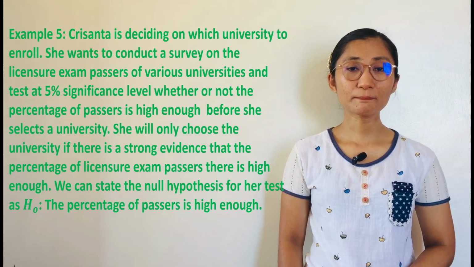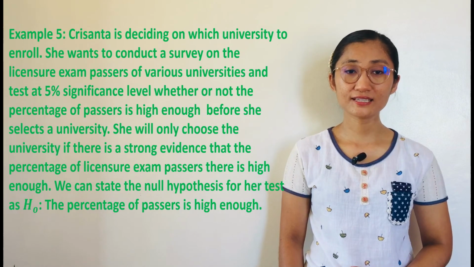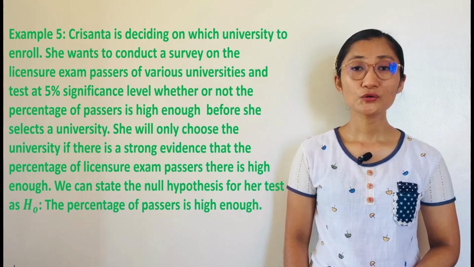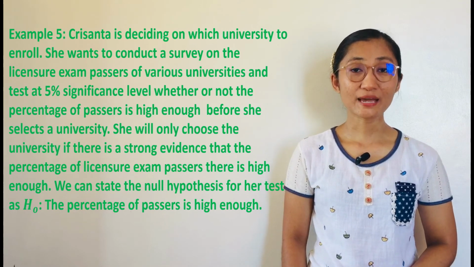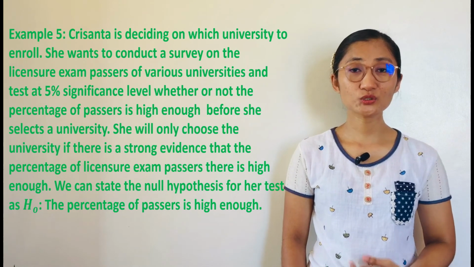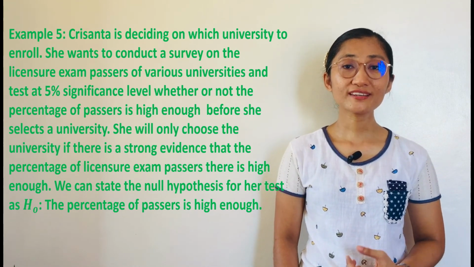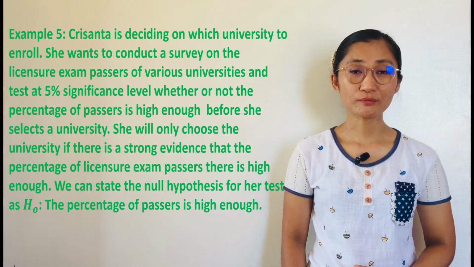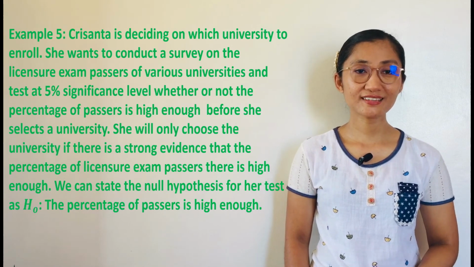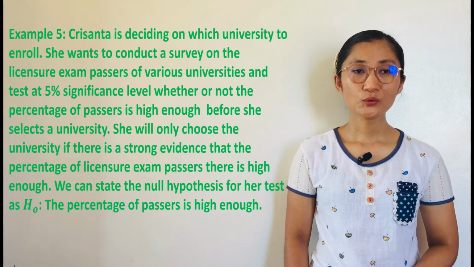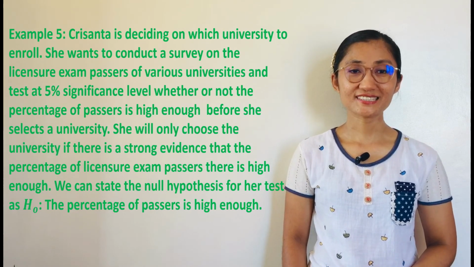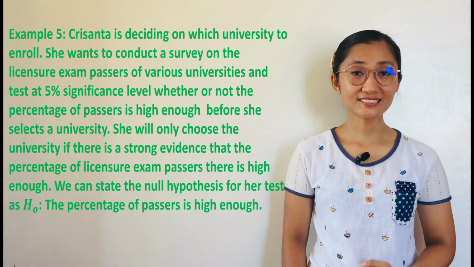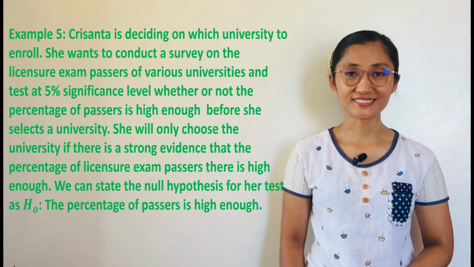Type 1 error may be committed when Crisanta does not select a university where the percentage of passers is actually high enough. It is type 1 error since she rejected the true null hypothesis. On the other hand, type 2 error may be committed when Crisanta selects a university where the percentage of passers is not actually high enough. It is type 2 error since she accepted the false null hypothesis.